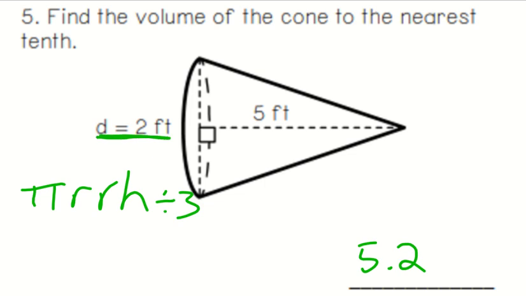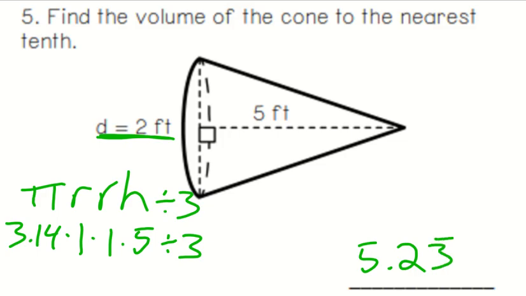So when they give us diameter, we got to cut that in half, right? So we're doing 3.14 times 1 times 5 divided by 3. And what you got, we got 5.23. The 3 is repeating. But it says the nearest tenth, so that's just 1 decimal. So 5.2 is good.